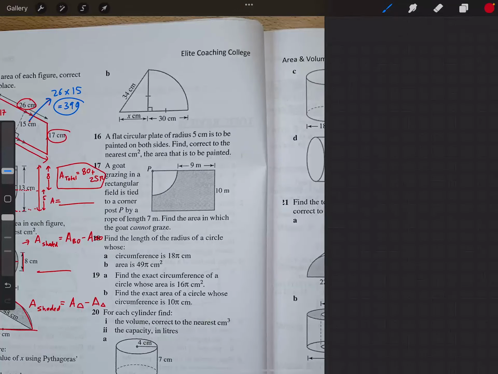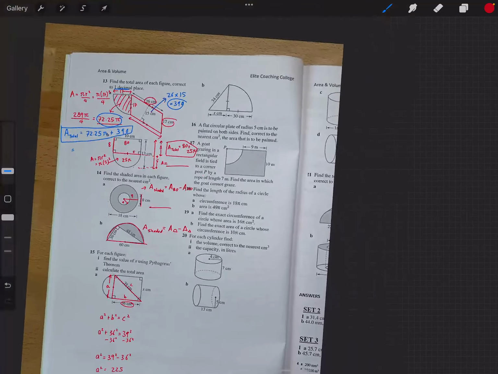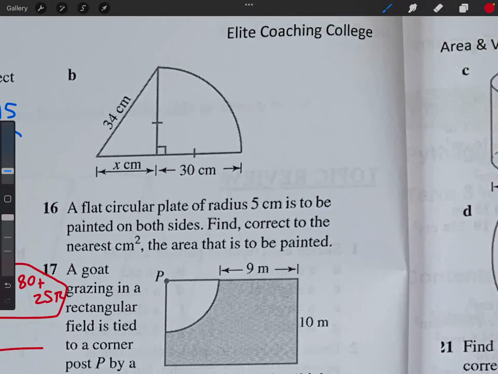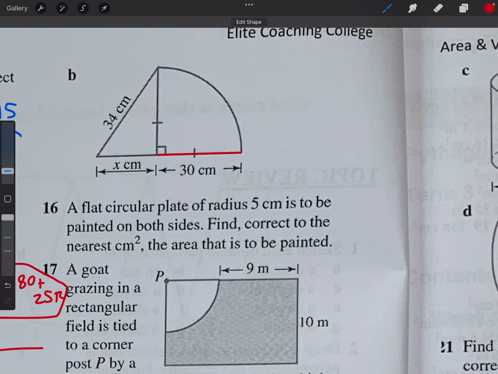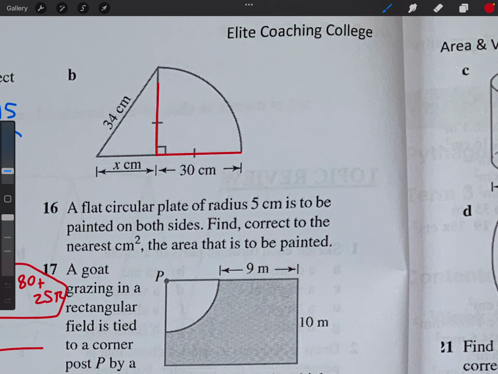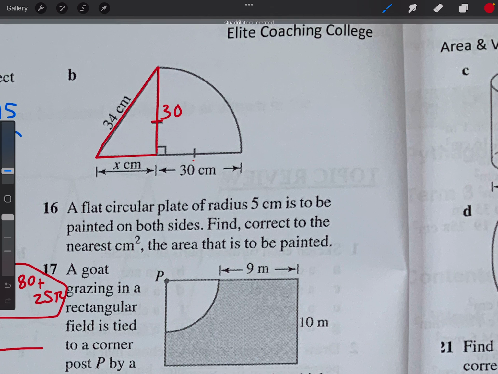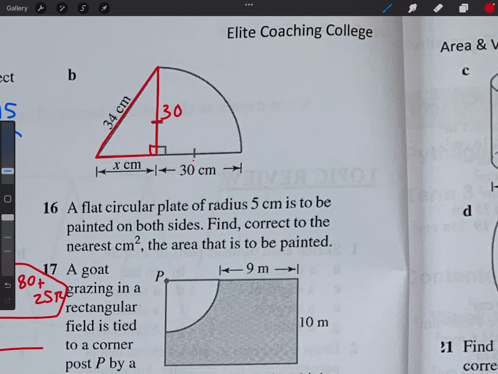Alright, next question. Question B. We're going to find x. So here this length is the radius of this quarter circle, which is 30, which means that this must also be 30 because they're both the same length. So you have a triangle like this, and this is a right angle triangle, so we can use Pythagoras. Remember, Pythagoras only works for right angle triangles.